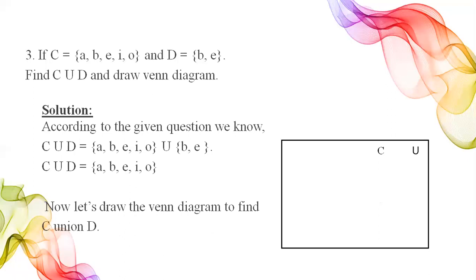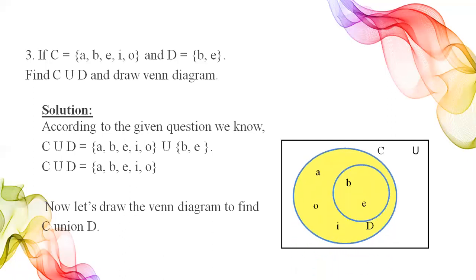Now I'm going to make the Venn diagram. This is set C and this is set D. The bigger circle shows the set C, which contains the elements A, B, O, I, E. And this smaller circle represents the set D, which contains only two elements. So we are going to shade the whole part to represent our C union D.